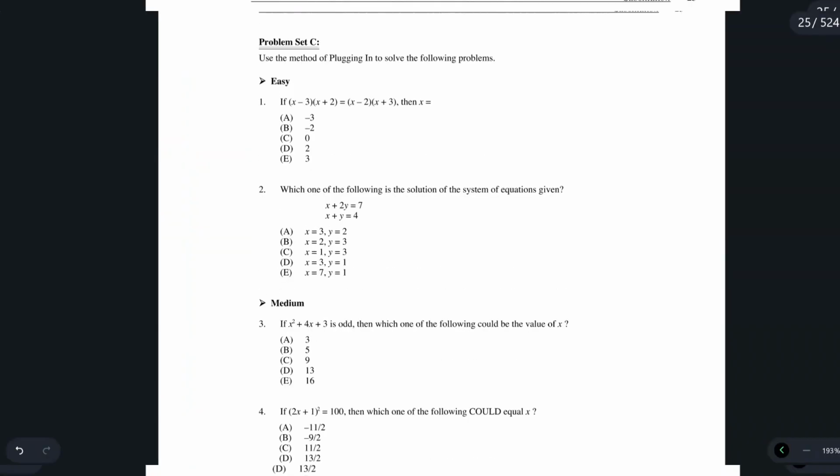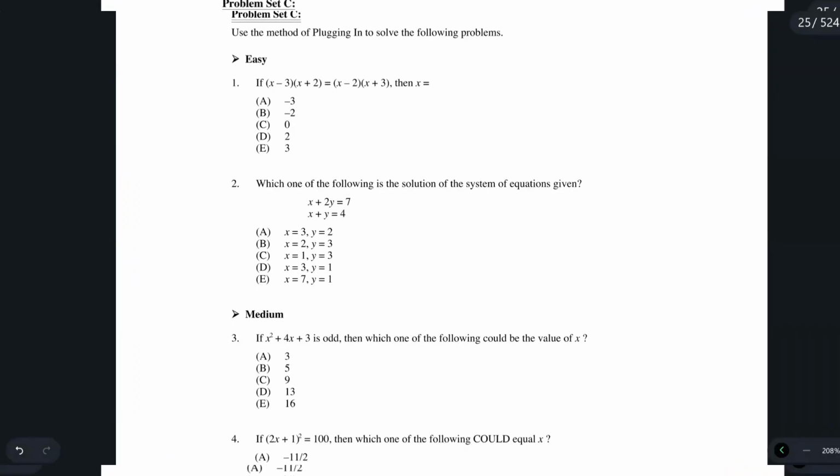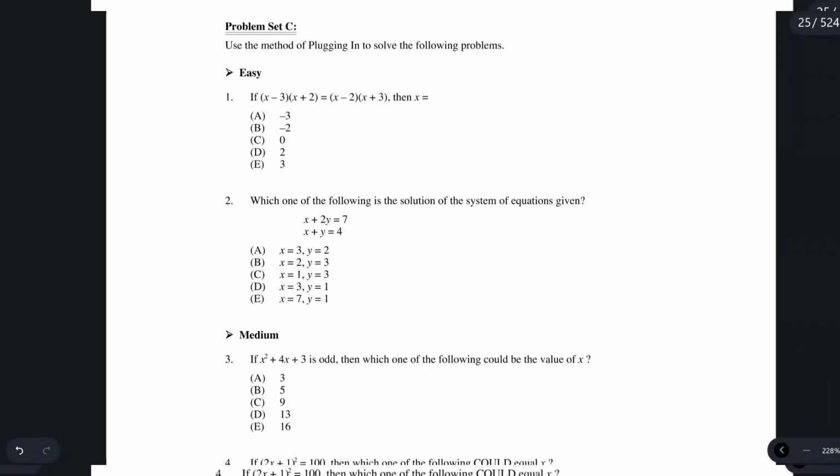So here it is a type of category easy. Here we are given an equation and we need to solve the value for x over here. So let's just try to simplify the equation. If I try to simplify the left-hand side, we have x squared minus thrice x plus twice x minus 6. On the right-hand side, if we multiply these two terms, we will have x squared minus twice x plus thrice x minus 6.